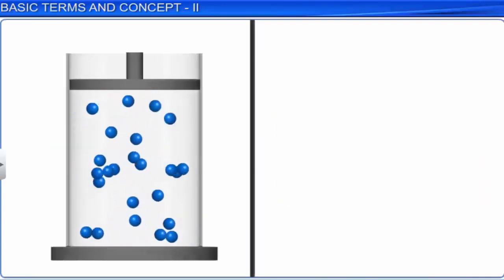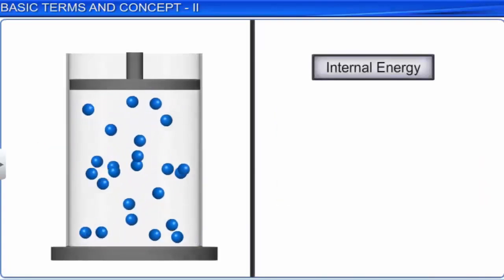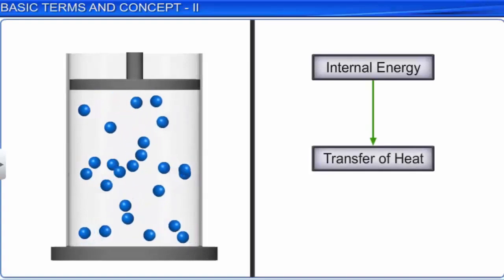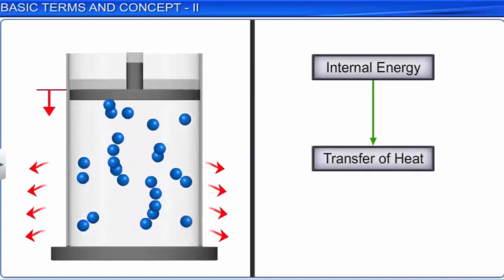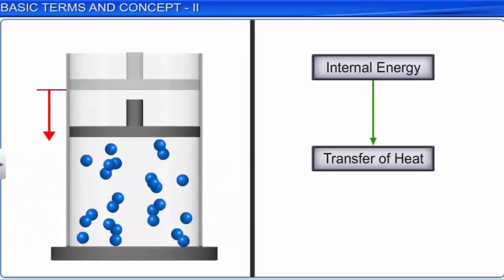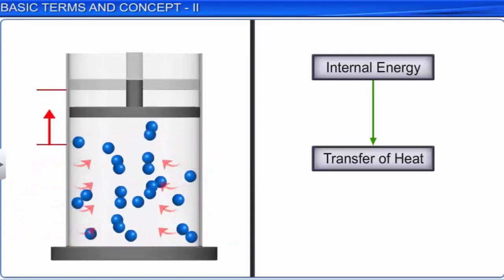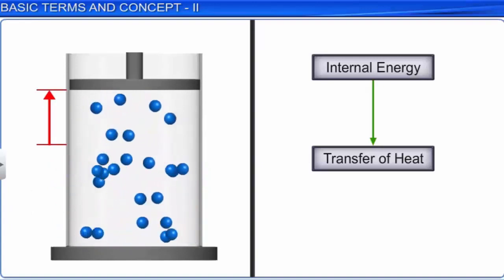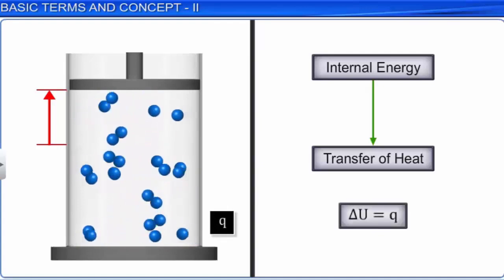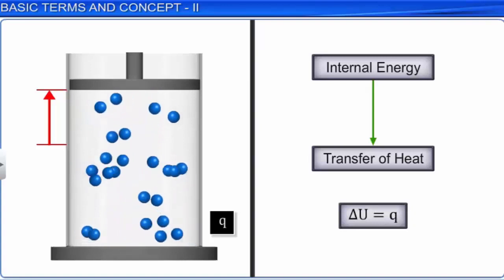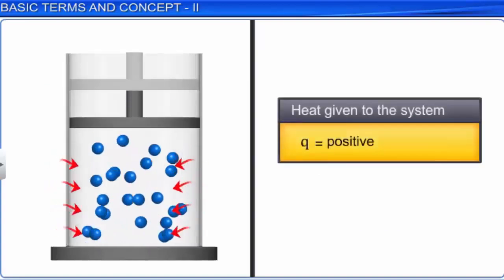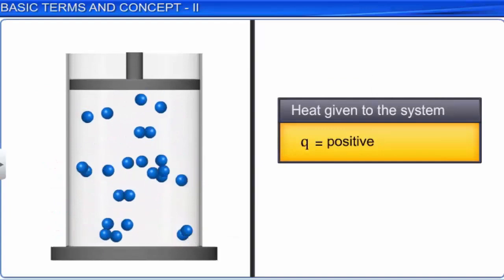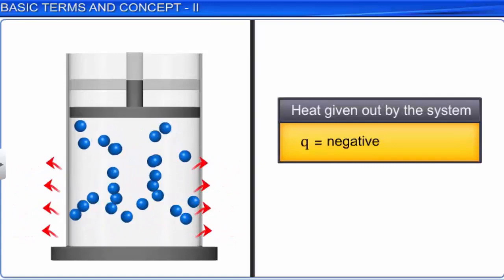A change in internal energy can also be brought out by the transfer of heat. Heat transfer takes place from the system to the surroundings, or vice versa. The exchange of energy due to temperature difference is called heat Q. Therefore, delta U is equal to Q. Q is positive if heat transfers from the surroundings to the system, and negative if heat transfers from the system to the surroundings.